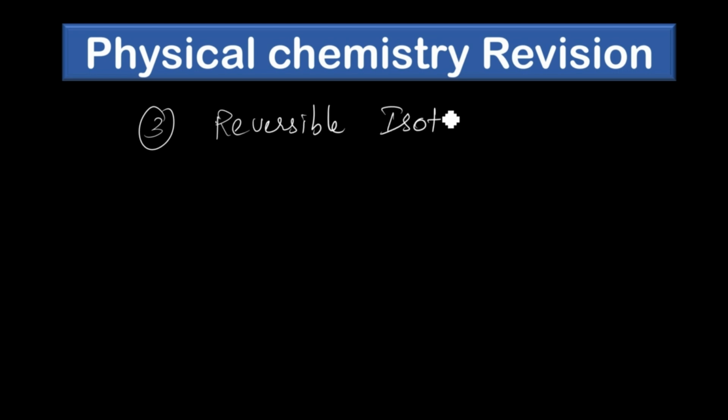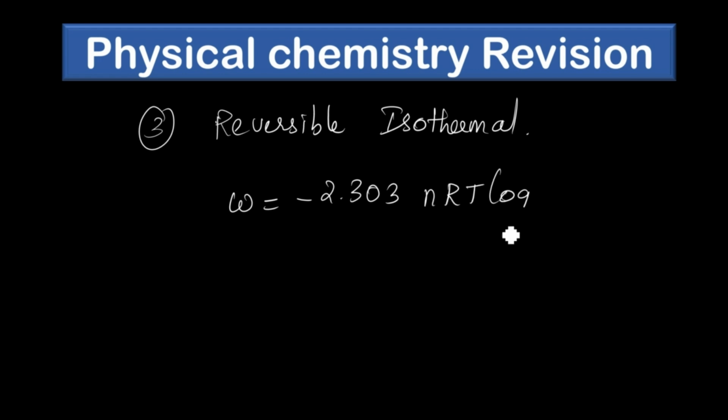Okay. So the third one, that is reversible isothermal. Isothermal, I have told you already, is temperature constant. Right. So W is equal to minus 2.303 nRT log V2 by V1. Or you can take the pressure also, which is P1 by P2 you should take. Okay, pressure and volume are inversely proportional.